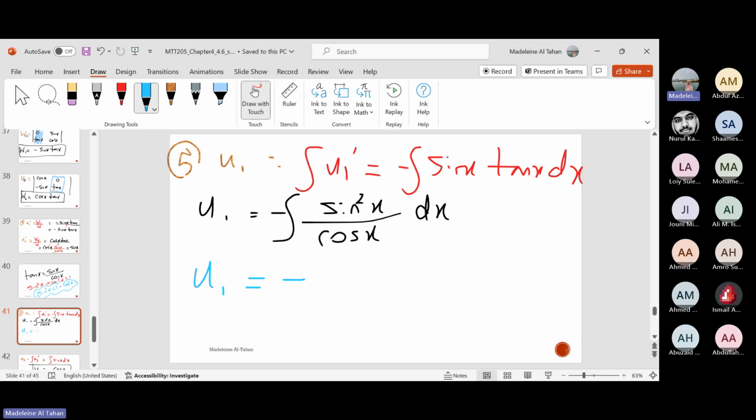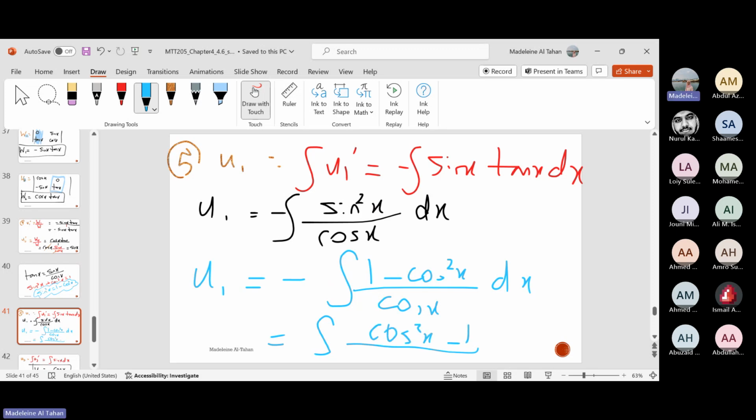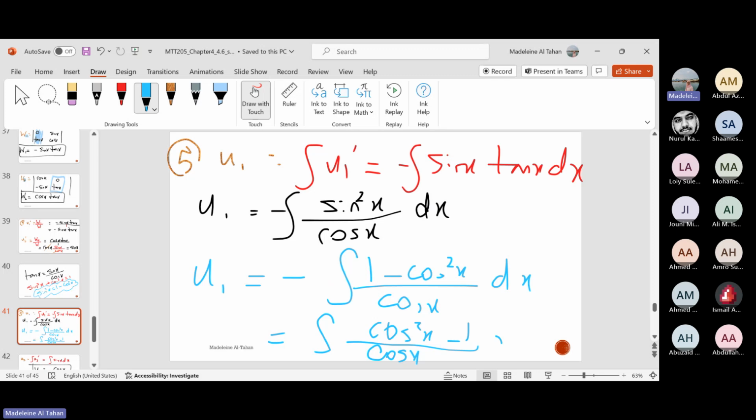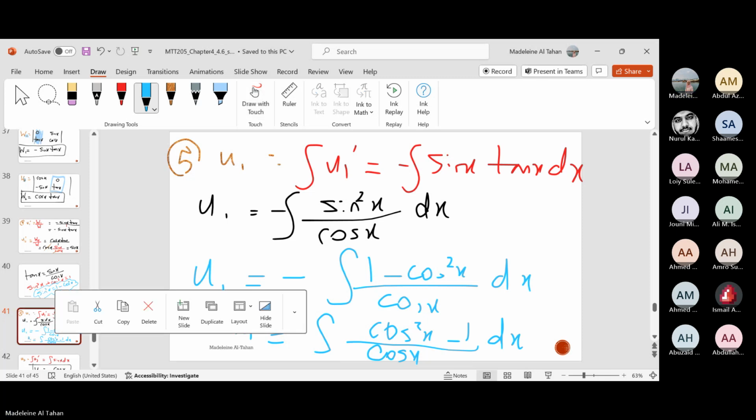u1 is equal to negative integral of (1 minus cosine square x) over cosine x dx, right? The minus, we can put it inside. We will get cosine square x minus 1 over cosine x, and here dx. Any questions so far, miss? No.